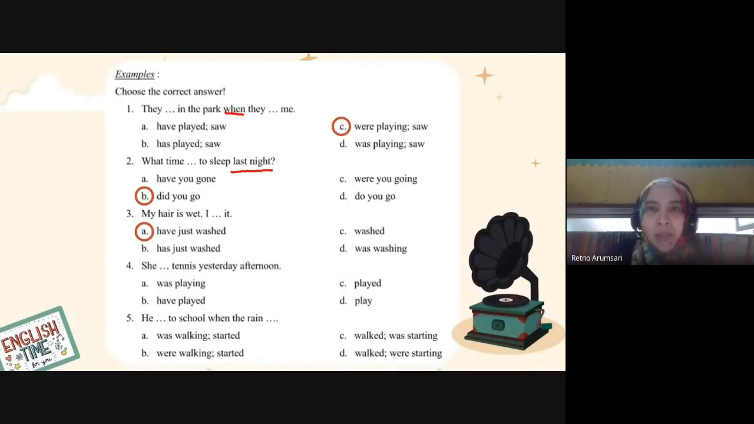She cannot be playing tennis that long, right? So it must be in between. So the answer is played. That's right. She played tennis yesterday afternoon. Very good. Thank you, Elora.